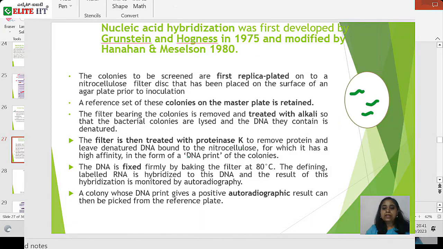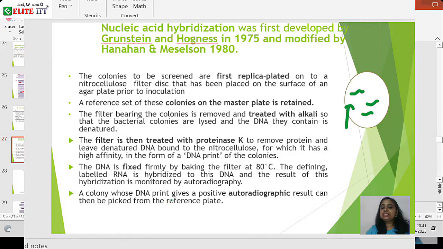Okay. Now, DNA is fixed firmly by baking the filter at 80 degrees. The labeled probe is hybridized to this DNA. Now you just do the hybridization. Hybridization is like which blotting? If you want to identify the DNA, Southern blotting. So hybridization means you have to do Southern blotting only. Okay. And at that time I told you that single-stranded DNA can only bind with the probe. So that is happening here in this process.